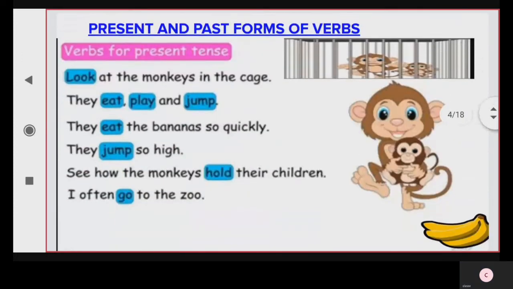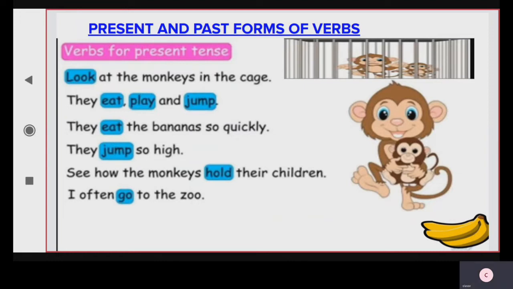Children, a verb also tells us the time of an action. That is, the action takes place at present or has already taken place in the past. Now, we will be learning about the verbs for present and past. First, verbs for present tense. Let's read the sentences, children.